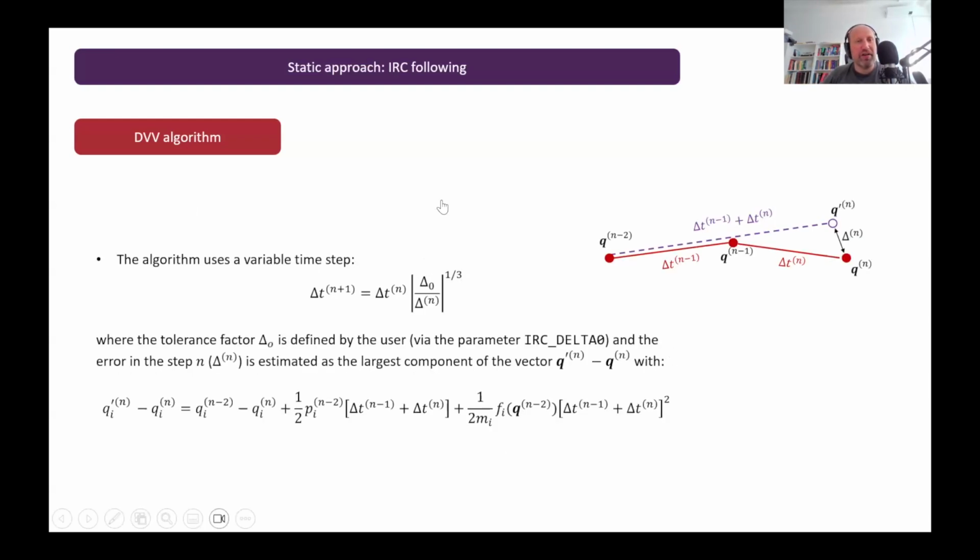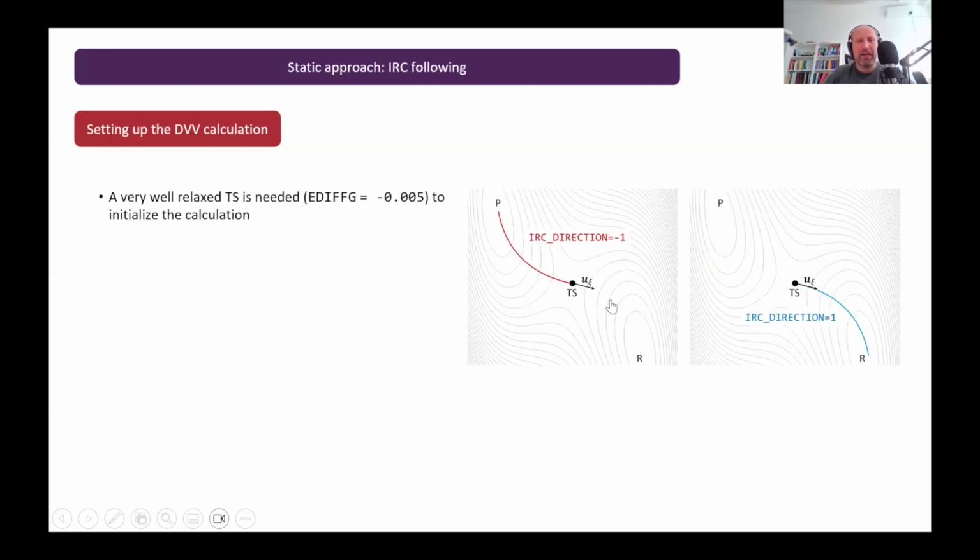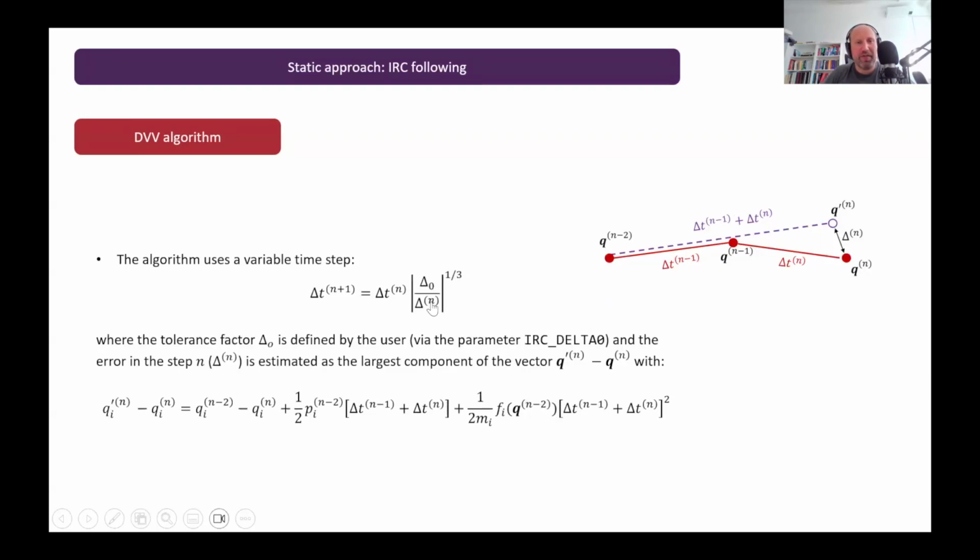Now, as mentioned, the algorithm uses variable time step. So for each time step, we decide if we rescale the previous time step, and the scaling factor is as follows. Here, delta 0 is the tolerance factor defined by the user via IRC delta 0. And delta n is estimated, and I will try to explain how this is estimated.